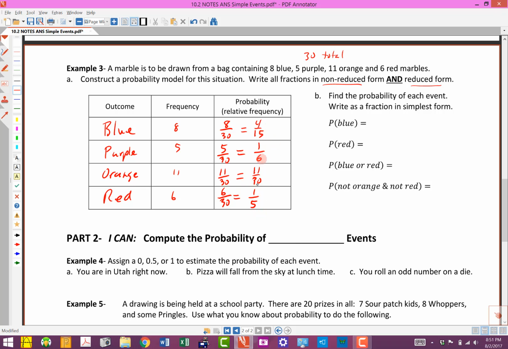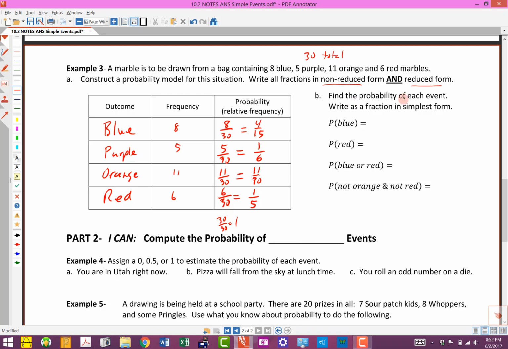Now, check these. They're all between 0 and 1. And if you add those up, we'd have 8/30 plus 5/30. That's 13/30. 13/30 plus 11/30 is 24/30, and then 24 plus 6 is 30, so this would be 30/30. 30/30ths is 1. So this is a proper probability model. And you'll notice that it's a lot easier to add those fractions together with the common denominator right here in the non-reduced form than it would be to try and add those together. So that's one reason why we did that.